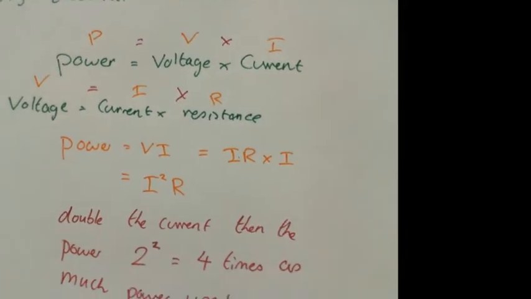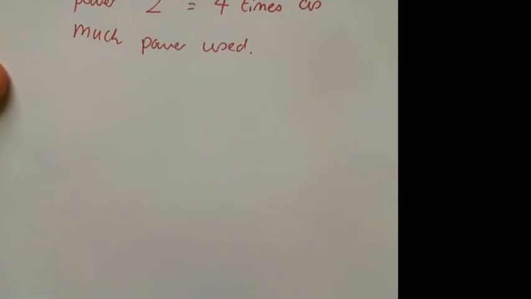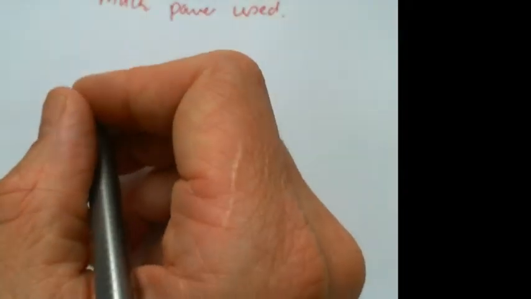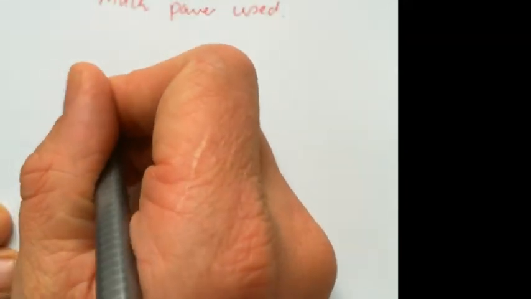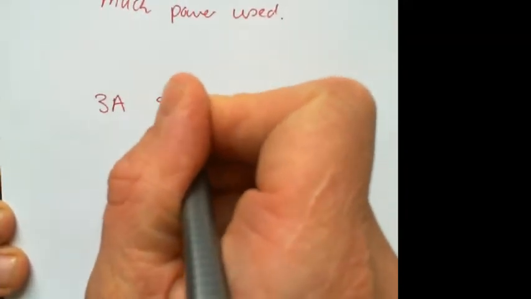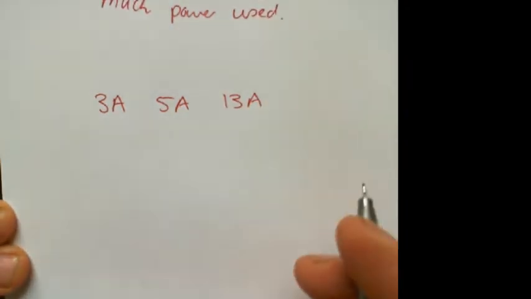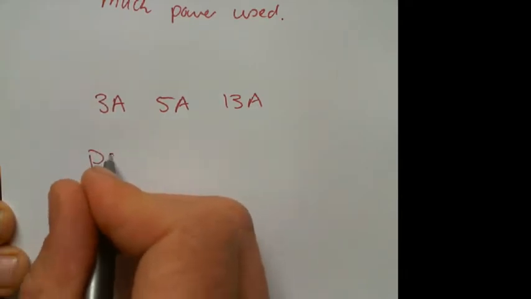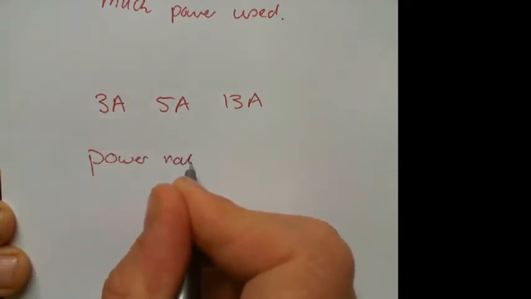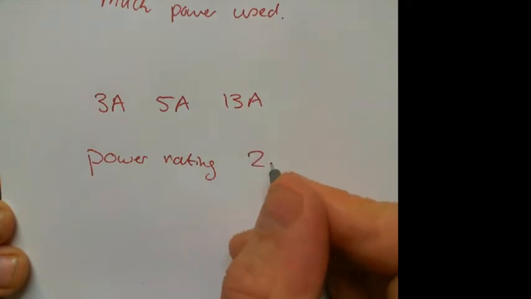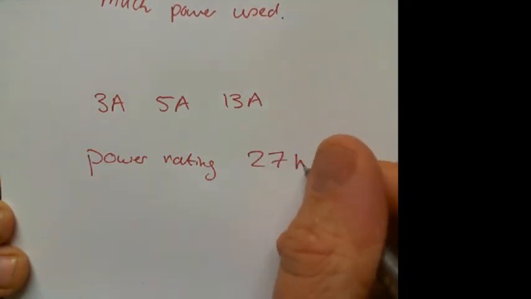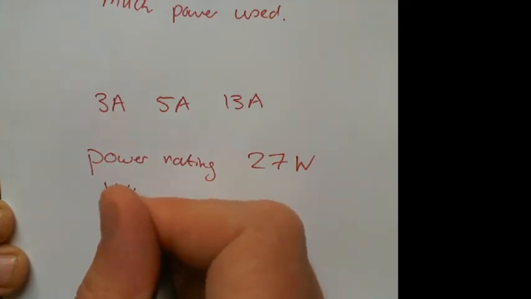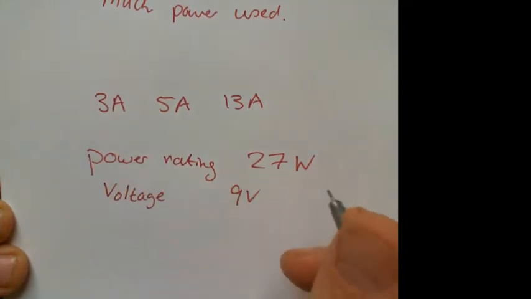Okay, so next thing is we need to know how to choose a fuse. So now that we know all these things about how power and current are related, we need to choose a fuse. And fuses come in 3 flavours: 3 amps, 5 amps, or 13 amps. Let's say that I have a component in a circuit which has a power rating of 27 watts, and it's plugged into a battery that is using 9 volts.